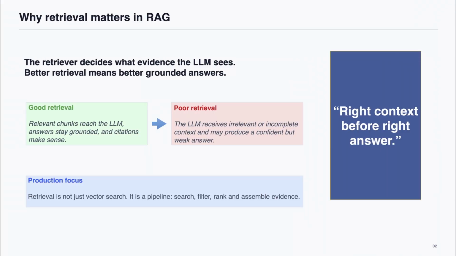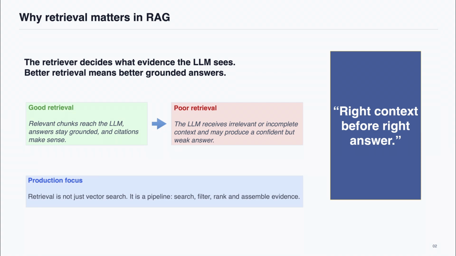Why does retrieval matter so much? Because the retriever sets the evidence boundary for the LLM. When it finds the right policy, code example, or troubleshooting note, the answer can stay grounded. When it retrieves incomplete, outdated, or unrelated content, the model may sound confident while being wrong. A confident answer based on the wrong document is still the wrong answer.